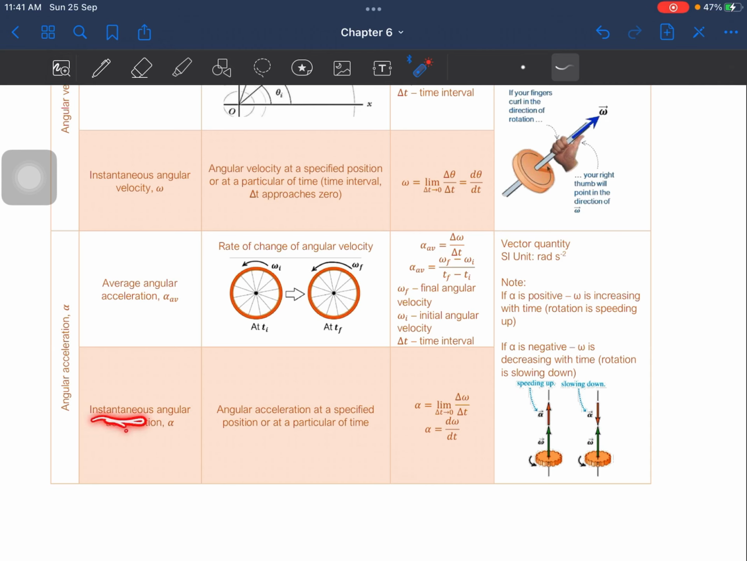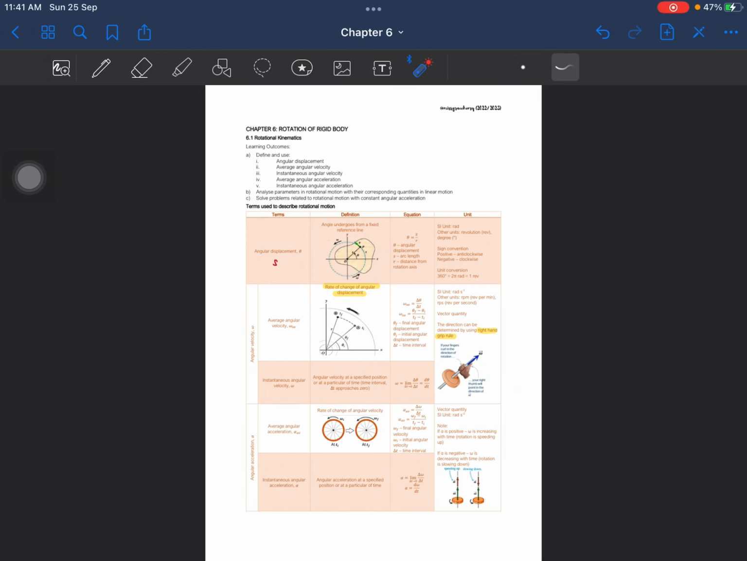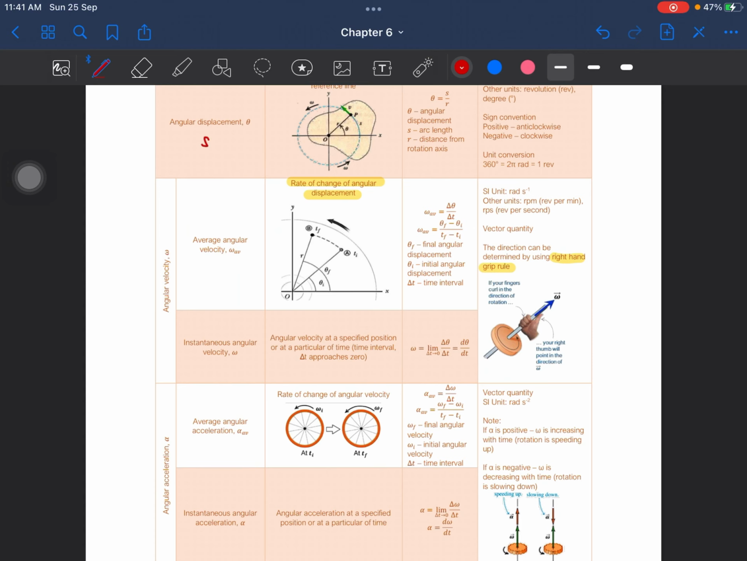We have instantaneous angular acceleration as well. It is the angular acceleration at a specified position or at a particular time. Okay, so those are the terms used to describe rotational motion. Actually, the corresponding linear quantities here are the angular ones. It's just velocity v, but this is angular.